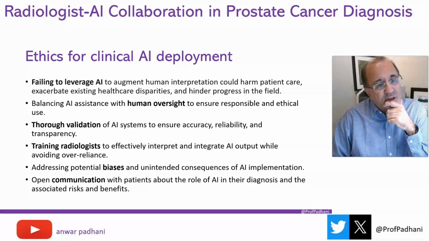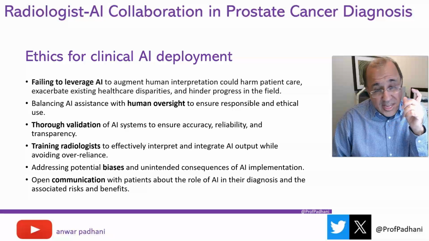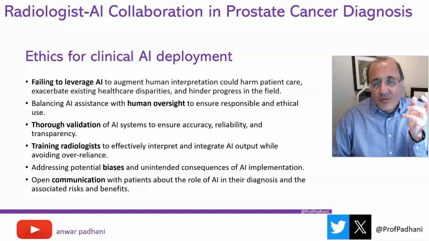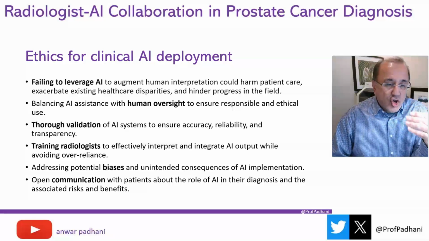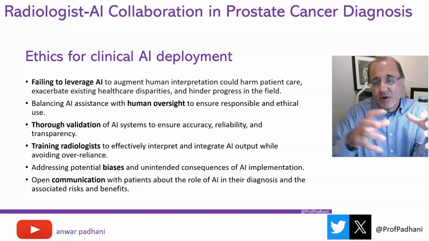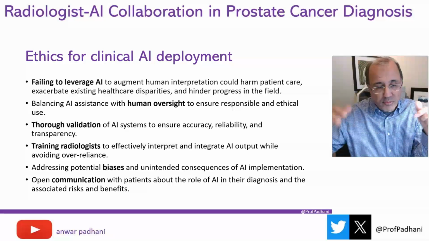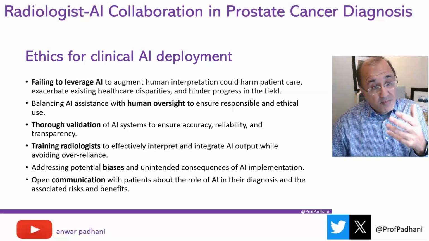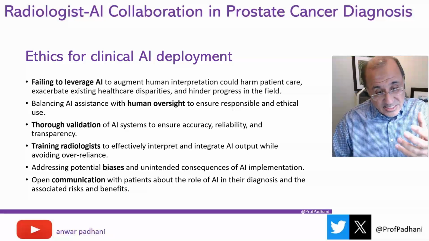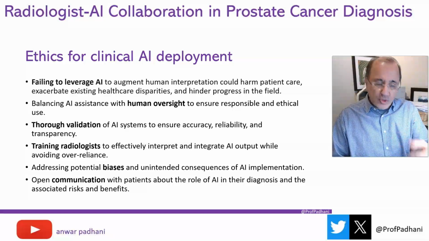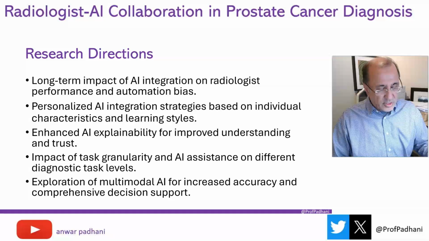You need to make sure that your radiologists are well trained so that they can effectively interpret and interrogate what the AI is saying. We must make sure that AIs overcome potential biases, that they're not only trained on a particular racial group, but a diversity of racial groups, different prevalences, and of course there has to be clear communication between the diagnostic team and patients about the fact that AI was used for making their diagnosis.